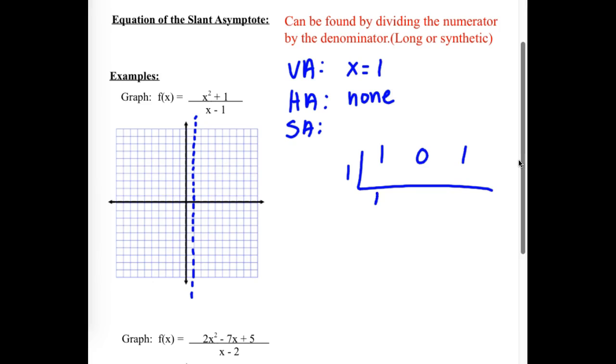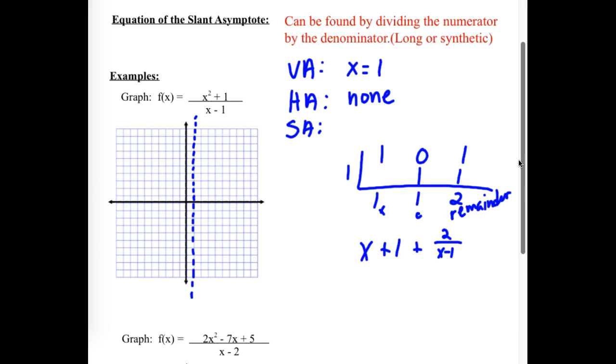Synthetic process, as we bring down the 1, our first term here, multiply these. 1 times 1 is 1, and add. 1 times 1 is 1, and add. The last number is always what? Okay, so if I were going to write this out, that would be the remainder. This would be the constant, right? And this would be my x. So it would be x plus 1 plus 2 being divided by x minus 1.